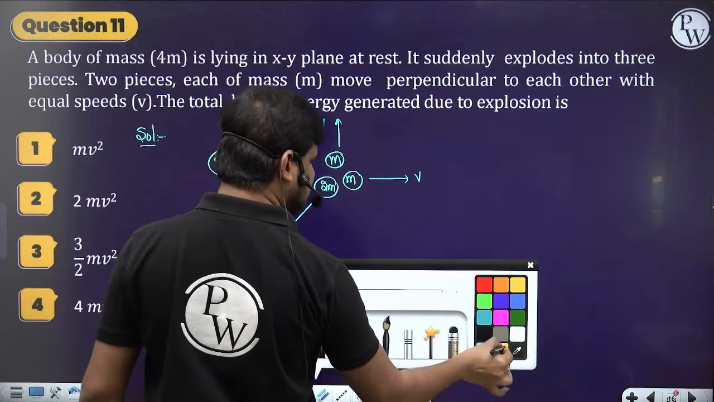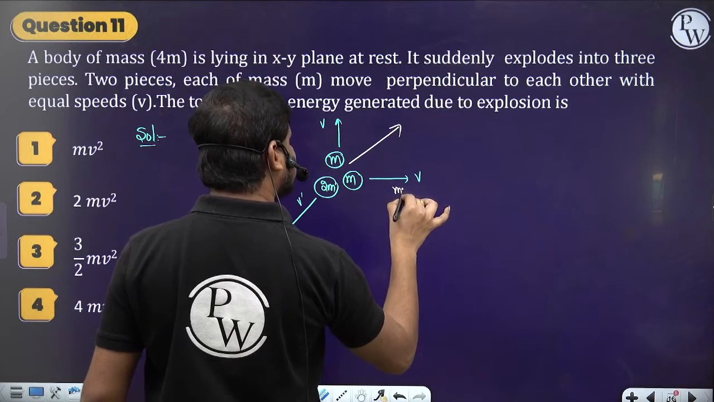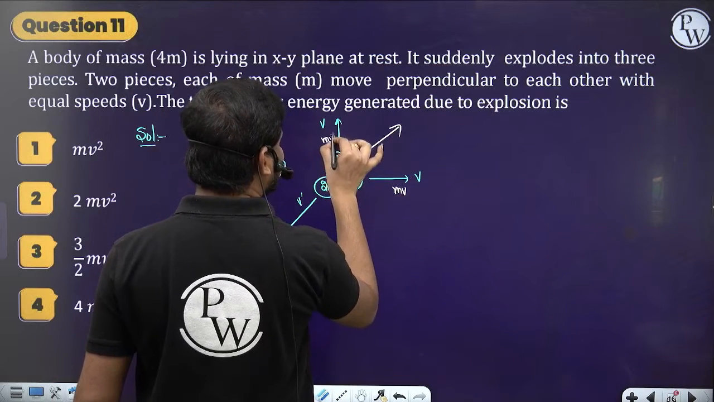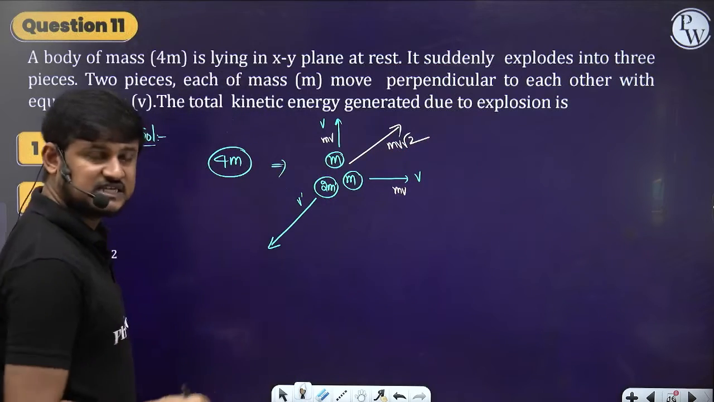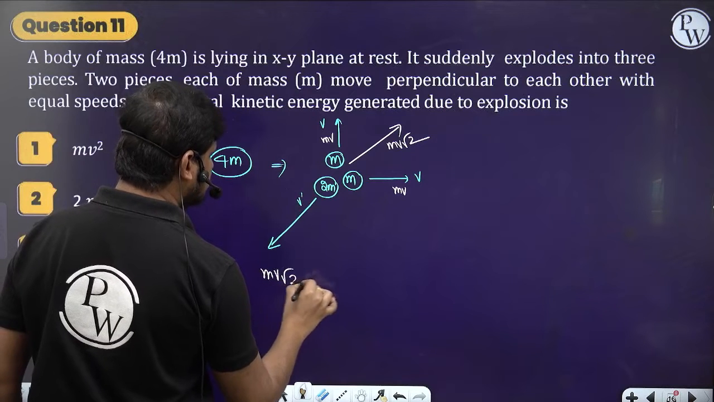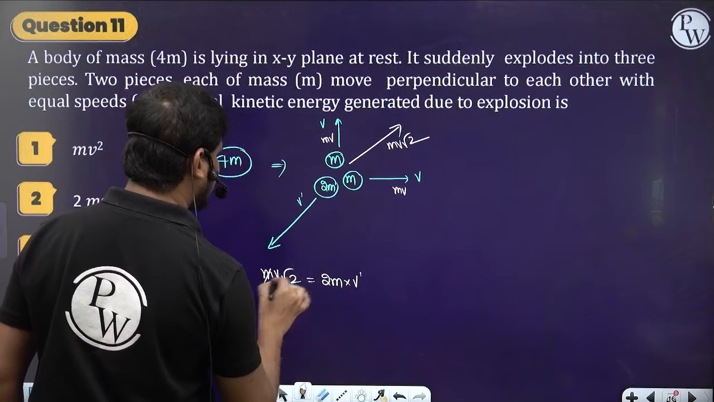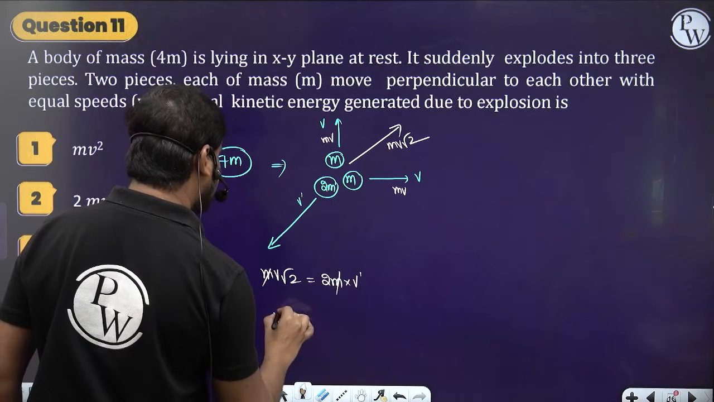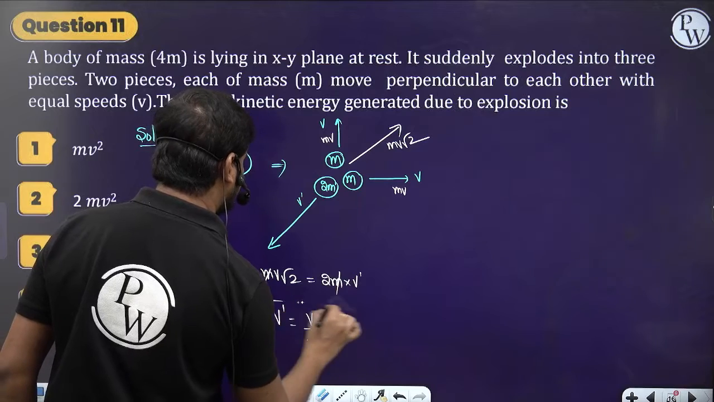So what is the resultant momentum of these two? Its momentum is mv and its momentum is mv. So the resultant momentum will be mv root 2. So mv root 2 should be equal to 2m into v dash. From here m cancels. So now we need v dash. V dash is v by 2 into root 2.